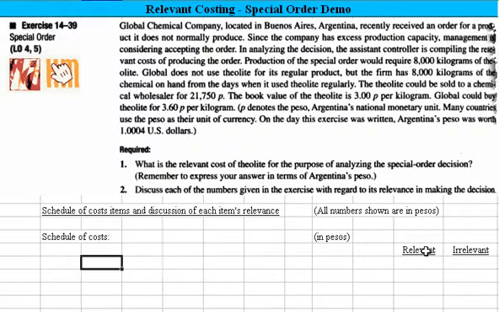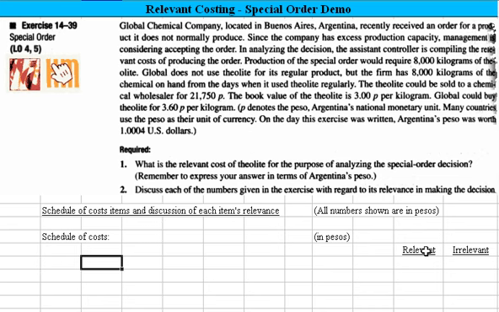Hi everyone, let's take a look at exercise 14-39, which is a relevant costing exercise that deals with a fairly common situation. We're dealing with the Global Chemical Company of Argentina, and they've been asked to take on producing a special order. It's a product they don't normally make, but they used to use one of the key raw ingredients called theolite. It would require 8,000 kilograms of this, and they have 8,000 kilograms on hand from when they used to make a product that required the use of theolite.